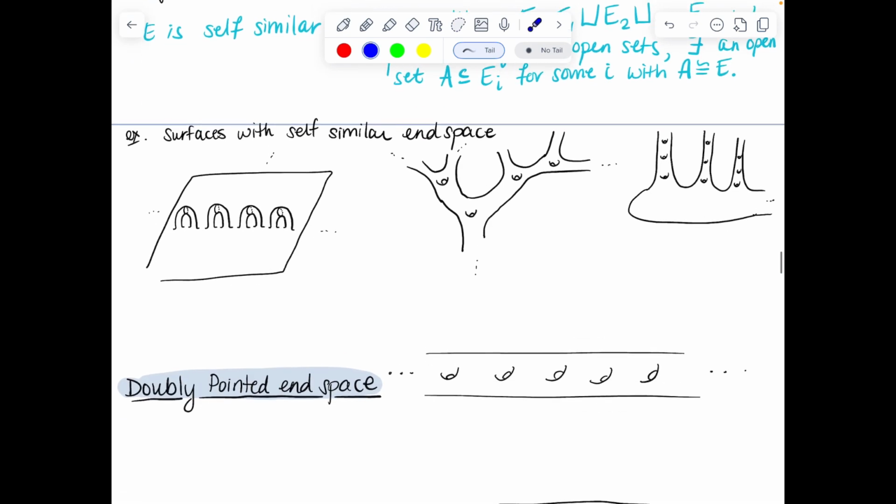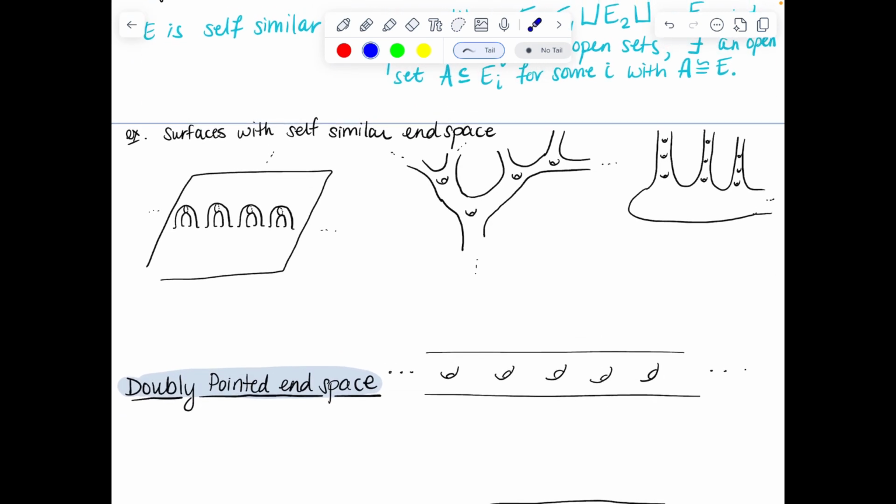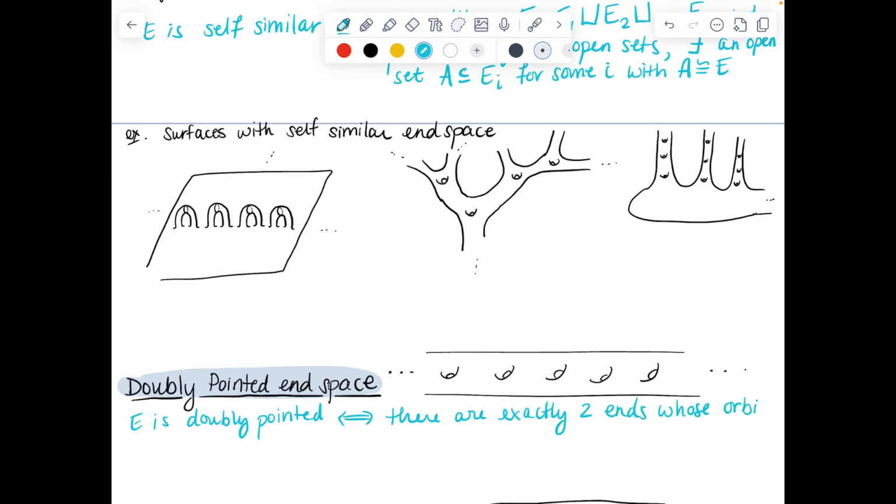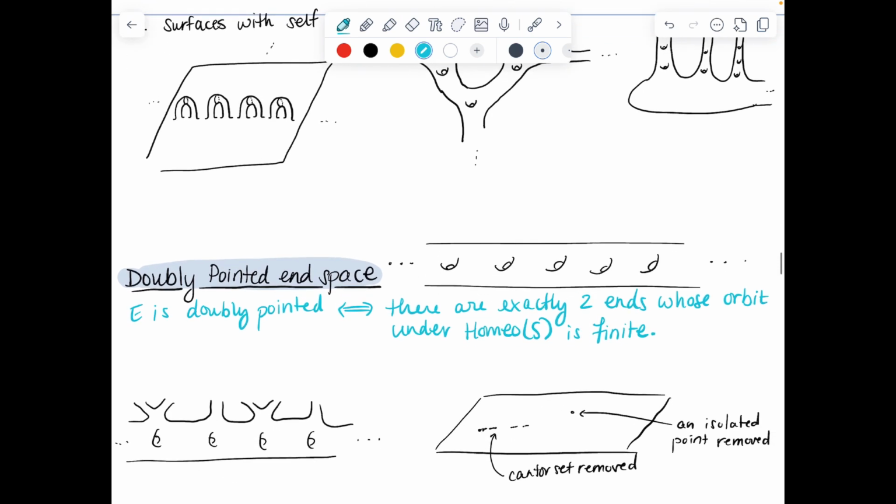A surface with doubly pointed end space generalizes the idea of having two ends. So the end space is doubly pointed if and only if there are exactly two ends whose orbit under the homeomorphism group of the surface is finite. I've drawn two examples of surfaces with doubly pointed end space here. You can see that the ends on top have a separate orbit from the end to the right and the end to the left. Those are somehow special and different.